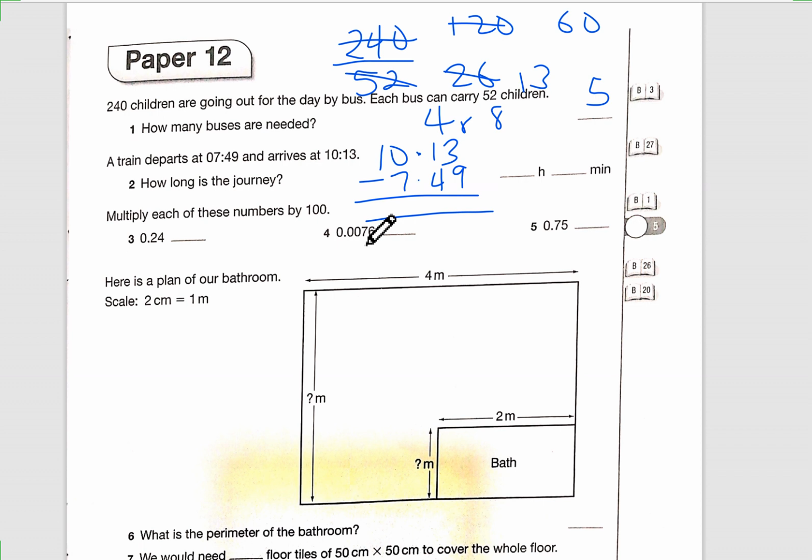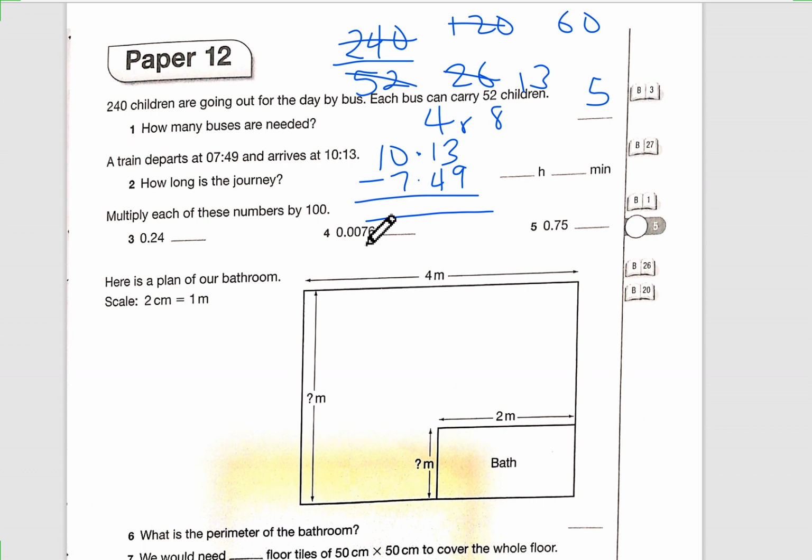So the next one, number 3, says multiply each of these numbers by 100. We all know what to do. When you multiply by 100, your decimal point moves 2 places to the right. So that's what we need to do here. Number 3, 4, 5 is similar, so I'll leave that at that.